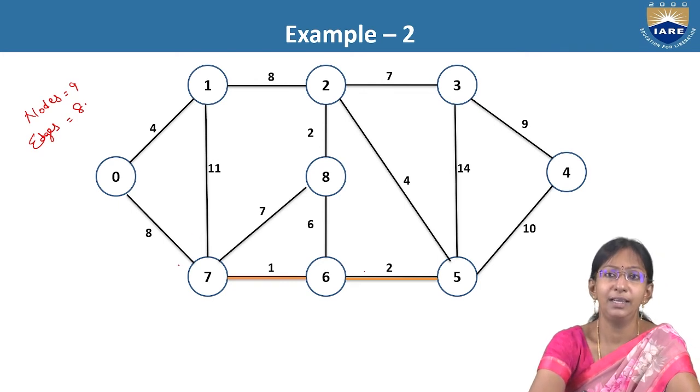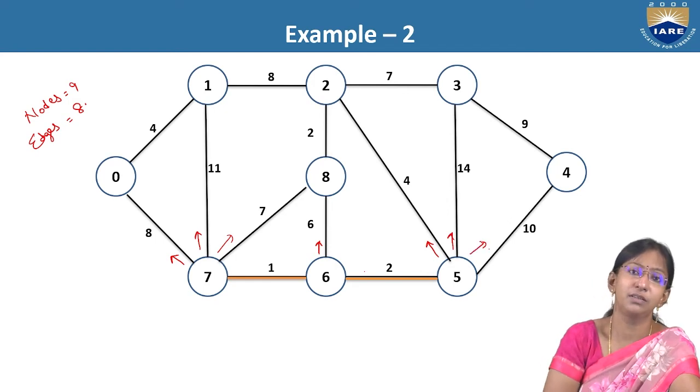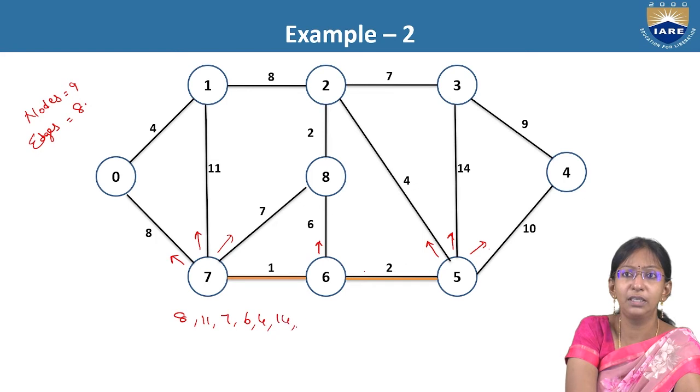Now again, let's calculate it. From 7, 8; from 7, 11; from 7, 7; from 6, 6 towards 8; from 5, 4, 14 and 10. These are the weights in my hands. Let me write them: 8, 11, 7, 6, 4, 14, 10.